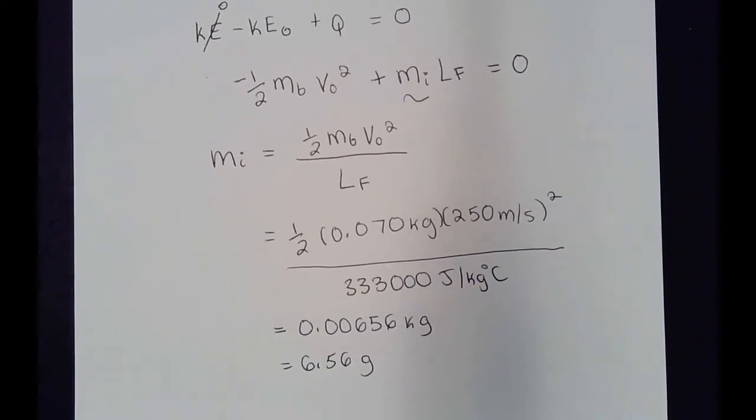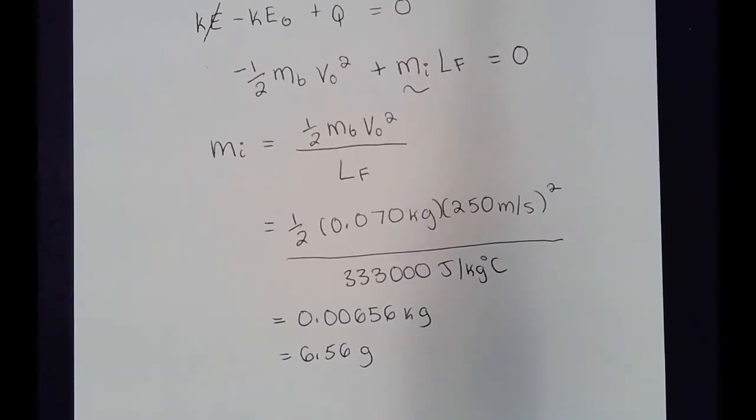So this is an example that shows that it takes a lot of energy to melt ice, right? We had a bullet that was moving at a very high speed, and its kinetic energy only melted 6.56 grams of the ice.